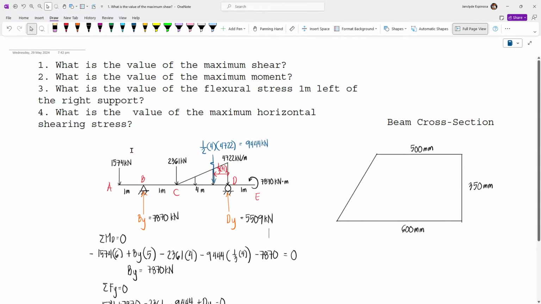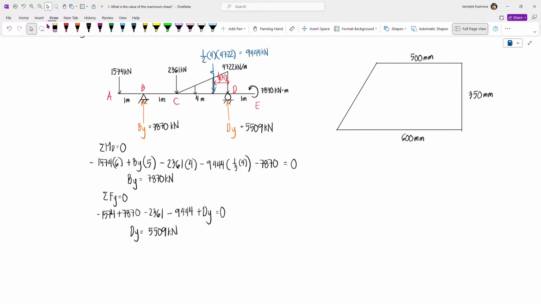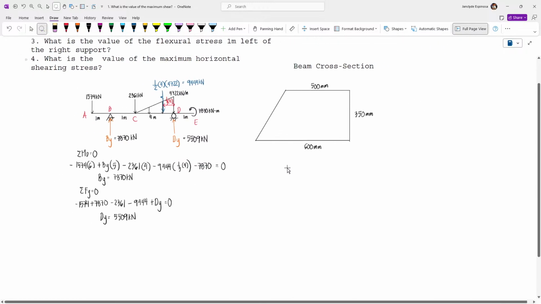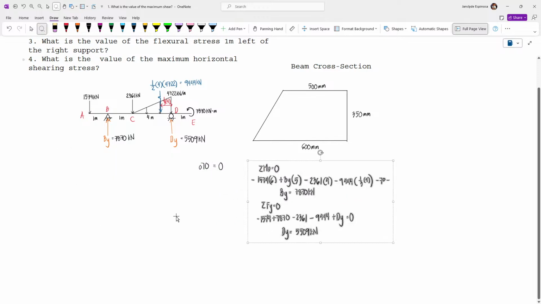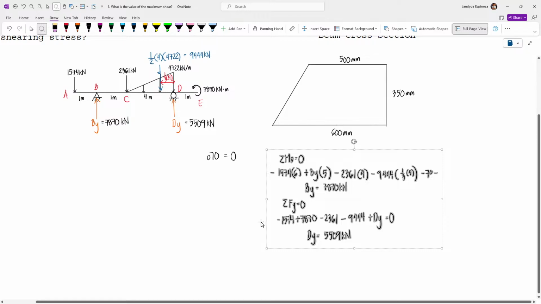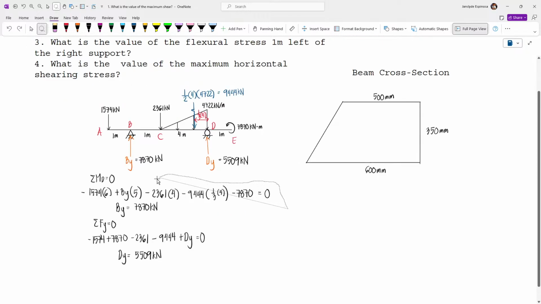Now, it was not mentioned. The first question is, what is the value of the maximum shear? It's not mentioned what method to use, whether diagram or equation. Now, if the method is not mentioned, always use the equation, because the equation is shorter than the diagram. So we will show what the approach is if using the equation. If we have time later, I can also present the diagram.